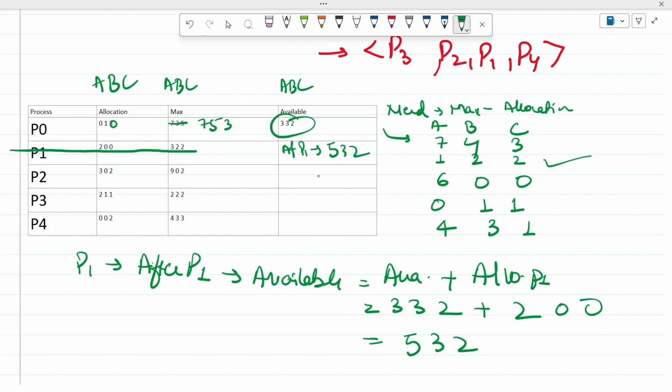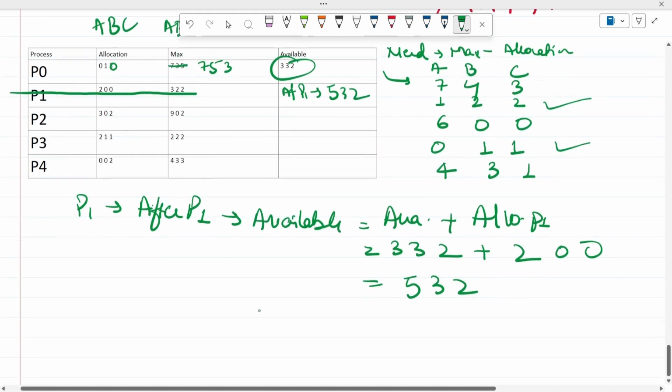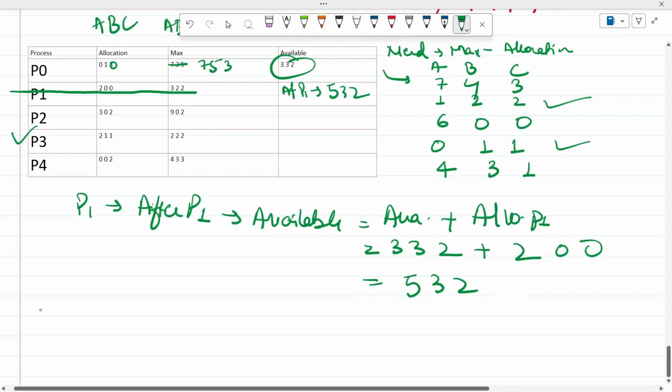Now we have 533 resource available. Does any one of the following resource satisfy? Yes, we can satisfy P3. We can satisfy P4 as well. So let's go with P3. Now P3 starts executing.